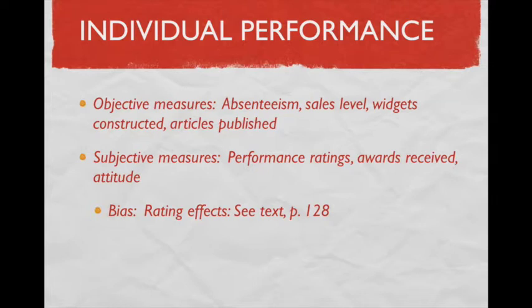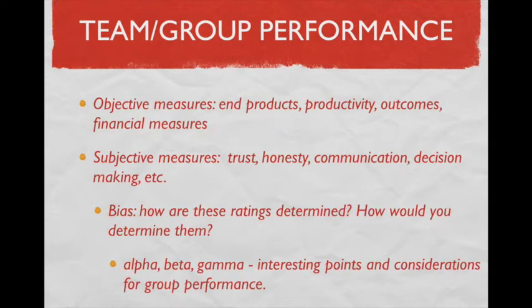There's this idea of individual performance. Don't miss this. Individual performance, objective measures of that can be things that we know, right? Absenteeism, widgets constructed. And then there are subjective measures, which are things like performance ratings or attitude. We have to understand what are the objective and subjective measures of those areas, as well as what are the biases inherent in assessing someone's individual level of performance.